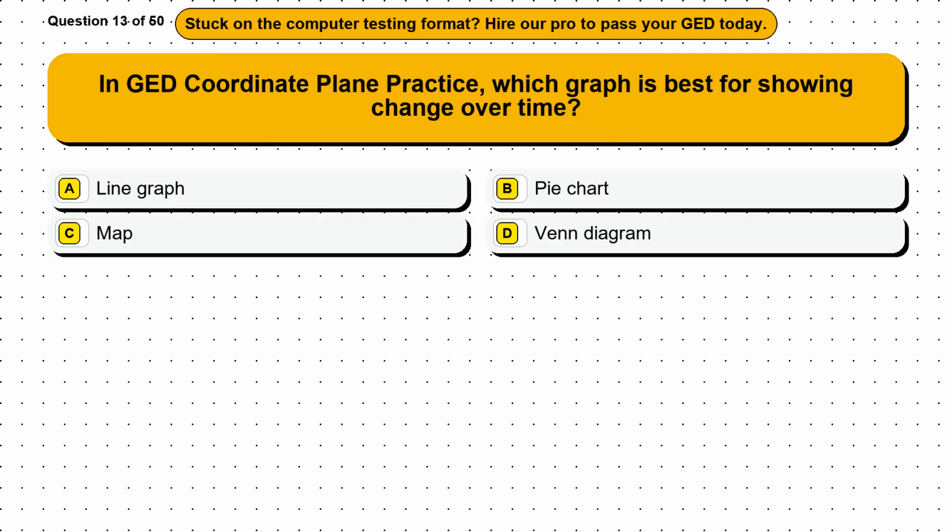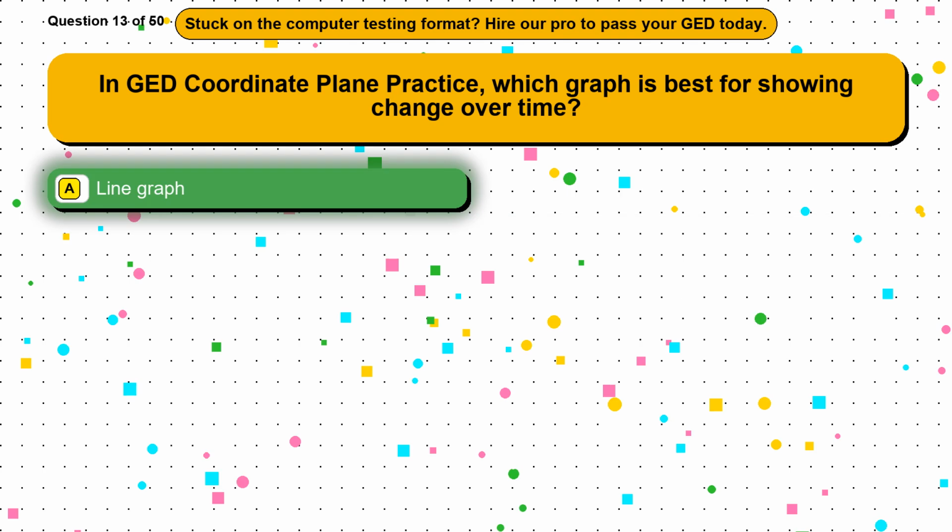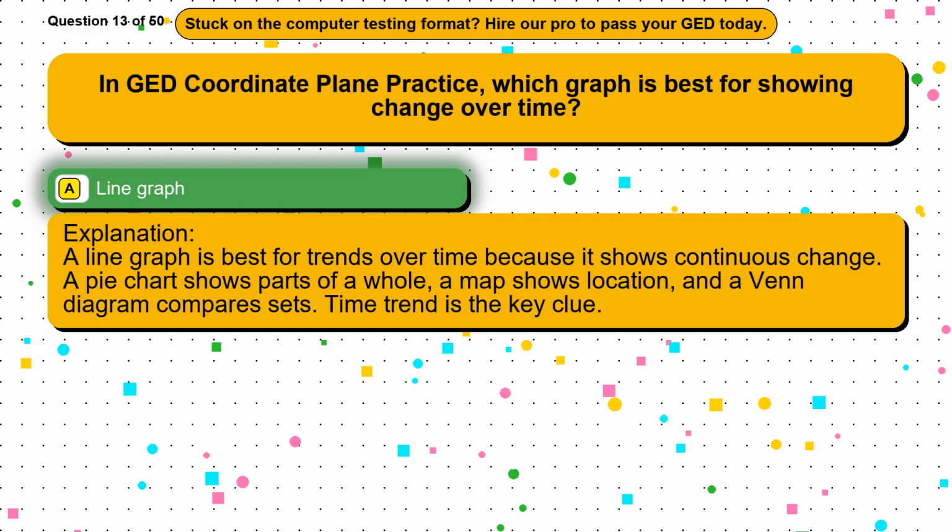Question 13. In GED Coordinate Plane Practice, which graph is best for showing change over time? Option A, line graph. Option B, pie chart. Option C, map. Option D, Venn diagram. The correct answer is option A, line graph. A line graph is best for trends over time because it shows continuous change. A pie chart shows parts of a whole, a map shows location, and a Venn diagram compares sets. Time trend is the key clue.